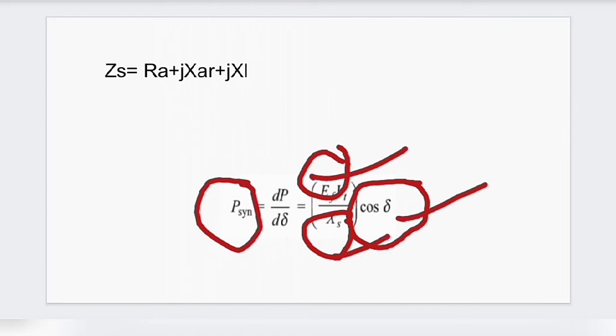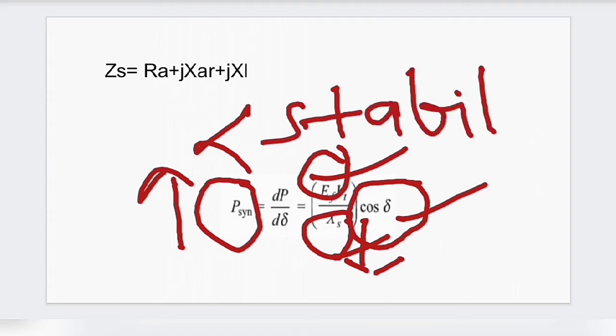So when the synchronous reactance decreases, as we know earlier, when the air gap increases the synchronous reactance will decrease. So the synchronous power coefficient increases. We know the synchronous power coefficient is directly proportional to the stability.